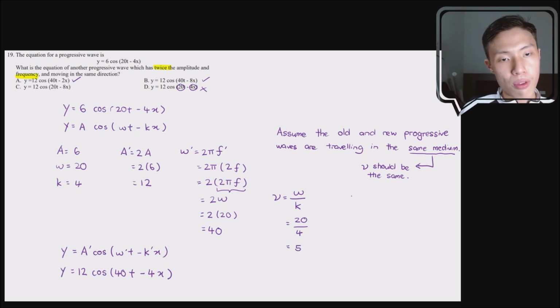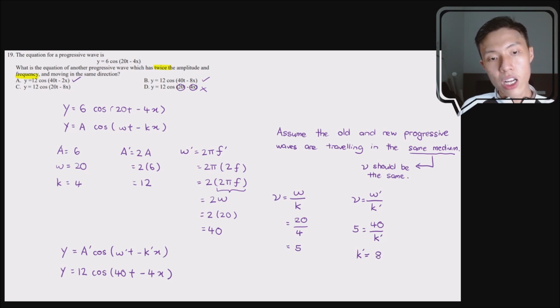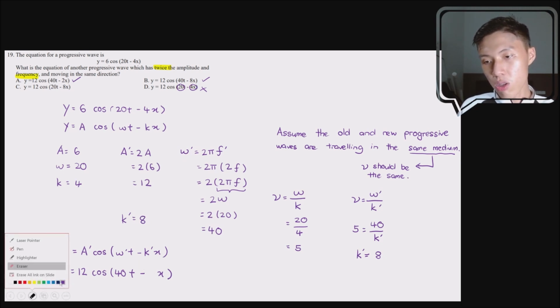Okay, but now if you are in the new situation, it will be omega prime and k prime. We say that the v should be the same for both cases, so we are going to use back 5 over here. So 5 will be equal to the new omega, which is 40, divided by the new wave number, so we can find the new wave number to be equal to 8. So we know that the new amplitude is 12, the new angular frequency is 40, and the new wave number is equal to 8. Therefore, we can make a correction to the new equation that we obtained by changing it to 8.